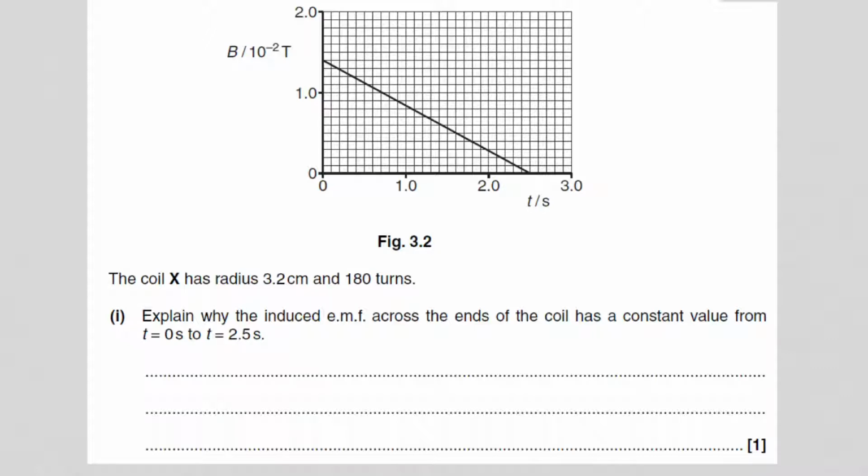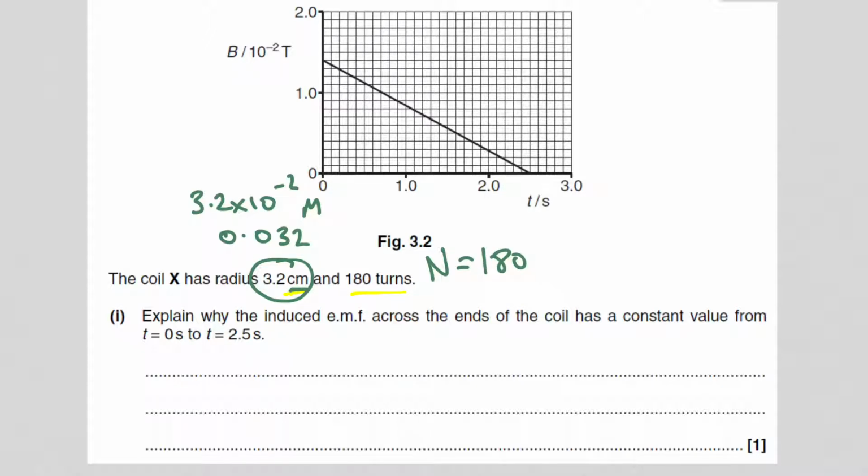So coil X has a radius of 3.2 centimetres and there's 180 turns. The first thing to consider is why they've written centimetres. So that needs to be converted into metres. So get into the habit of circling the key things and converting it. So in this case, you can either do 3.2 times 10 to the minus 2 metres, or I just tend to prefer just turning it more obviously into metres, so 0.032. And then the significance of 180 turns, well, that means N equals 180.